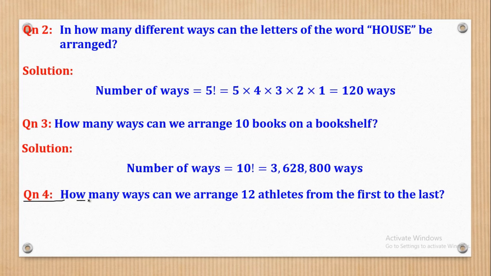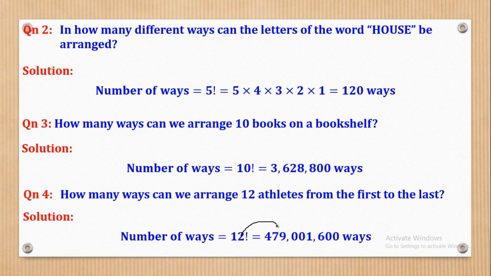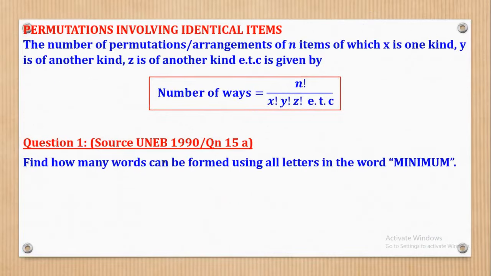Question 4 says, how many ways can we arrange 12 articles from the first to the last? So there are 12, meaning the number of ways will be 12 factorial, and 12 factorial gives you that. So if you have a good calculator, I think you can see that work can be simplified. That was permutation of distinct objects.